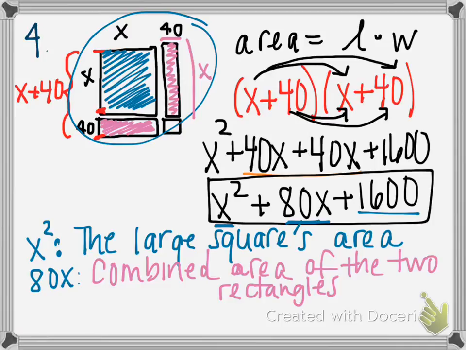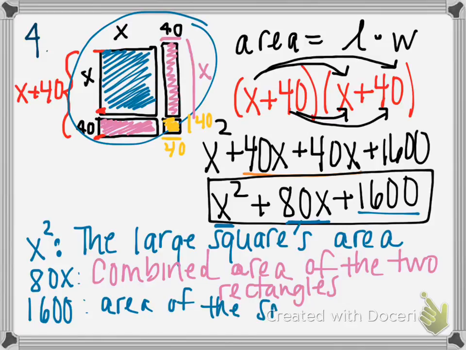Alright, and then last but not least, where is the 1600? Although it's a big number, it's this little piece here. And how come that is the 1600? Well, from here to here is 40, and then from here to here is 40. And if I multiply 40 times 40, that's 1600, length times width. So lastly, the 1600 represents the area of the smaller square. And that's all.